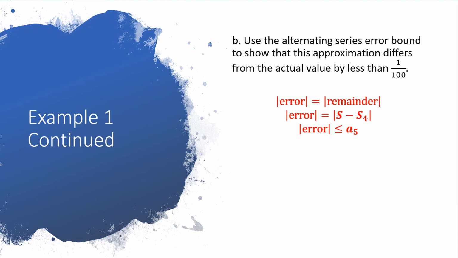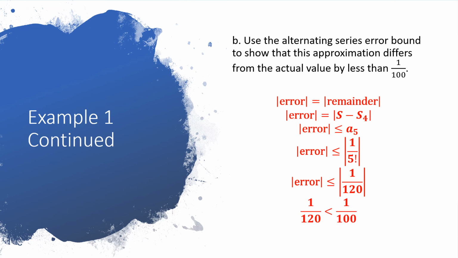In this case, since our function was 1 over n factorial, my error is going to be less than 1 over 5 factorial. Again, using 5 because 5 was the next term after 4. 1 over 5 factorial is 1 over 120. So I know that my error is less than or equal to 1 over 120. 1 over 120 is less than 1 over 100. So that means the approximation that I found in part A differs from the actual value by less than 1 over 100.